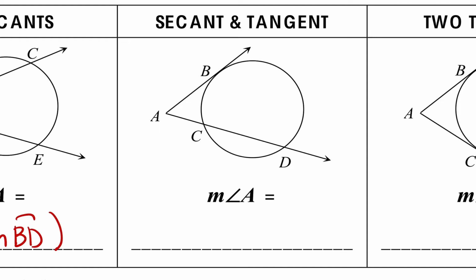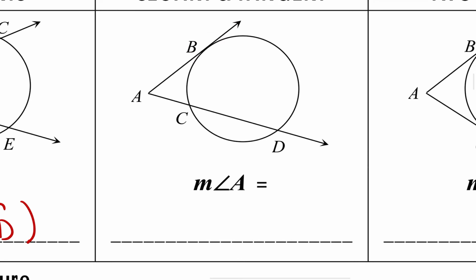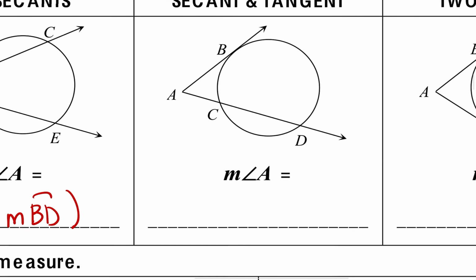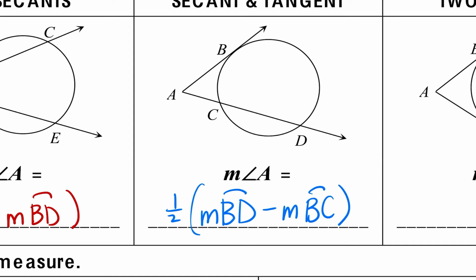Let's look at our next intersection outside of the circle. This is when a secant line and a tangent line are intersecting outside the circle. This is what's going to happen here. You're going to have to take a half to find angle A, the angle of the intersection. You will have to take a half of the measurement of BD, arc BD, minus the measurement of arc BC.